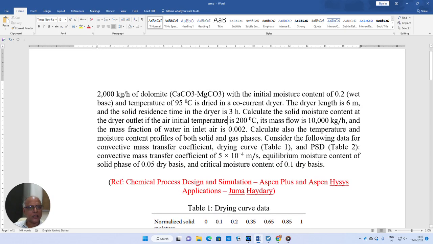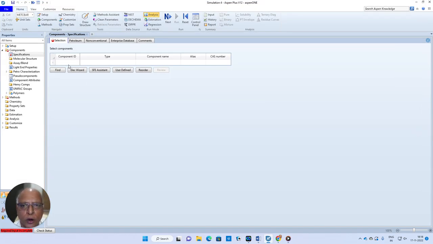Now remember, in this problem, we are dealing with two solids, CaCO3 and MgCO3. They are actually conventional inert solids, right? So we should be able to handle them as conventional components because we are able to represent them by means of molecular formula, and we don't have any chemical reactions happening. So we should be able to handle them as conventional inert solids. So let us try to see how to simulate this problem.